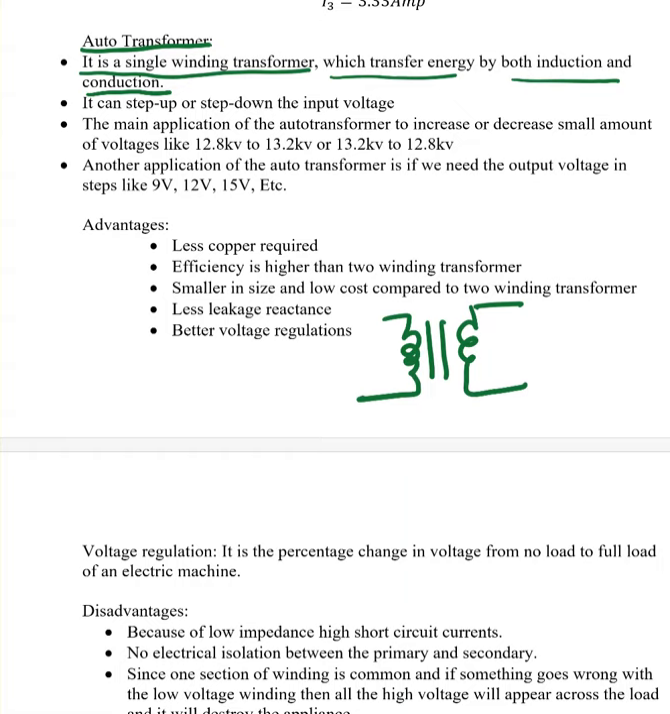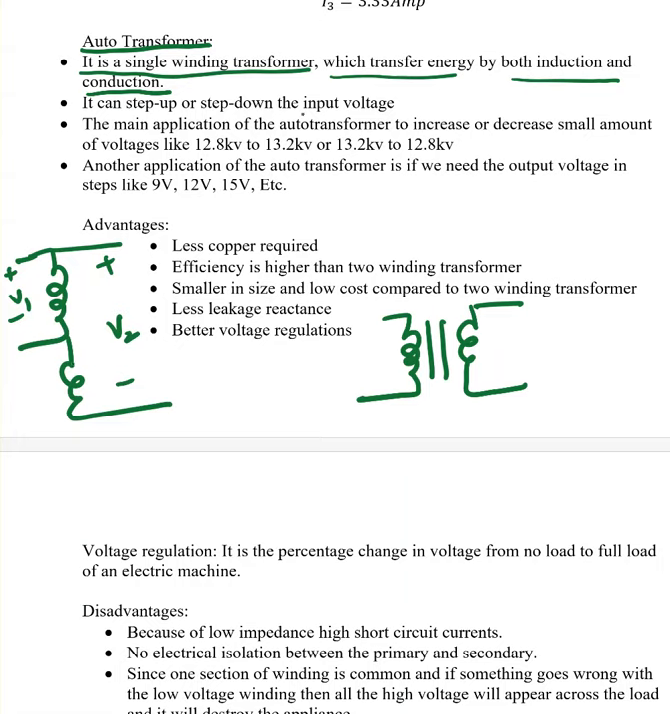Where it comes to the auto transformer, what we're going to do is combine these two coils and connect them together. Now look at this. This is going to act like a single coil, and here is your primary V1, here is your secondary V2. So this is a single winding transformer.